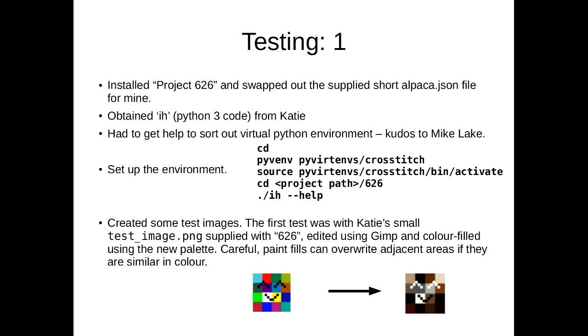Okay, testing. Testing's always fun. I installed Project 626 and swapped out the supplied short alpaca colours for mine. I obtained a copy of Ich from Katie. I had to get help to sort out the Python environment. I am not, by any means, an expert Python programmer, but I can hack around, because look, the source code's there. Set up the environment. Thank you so much to Mike Lake for helping me with that.